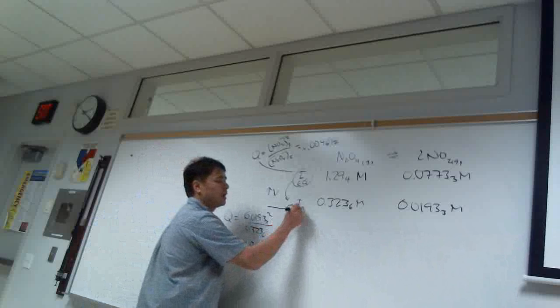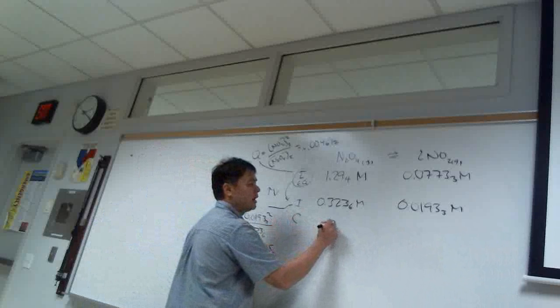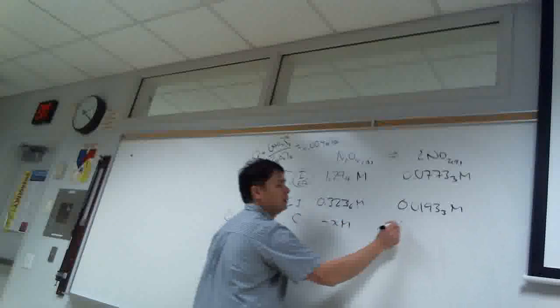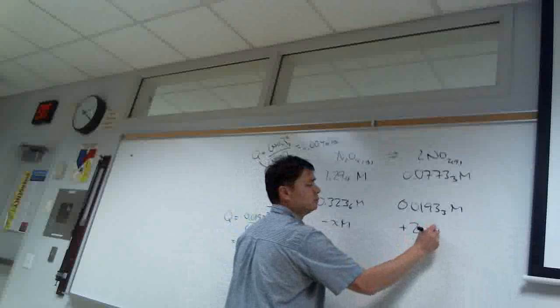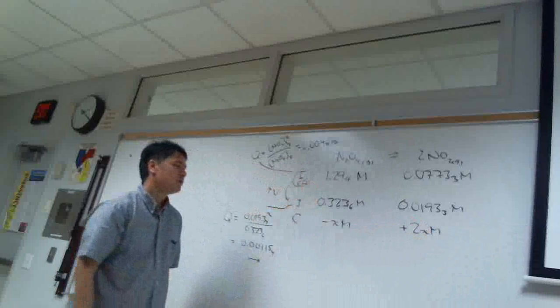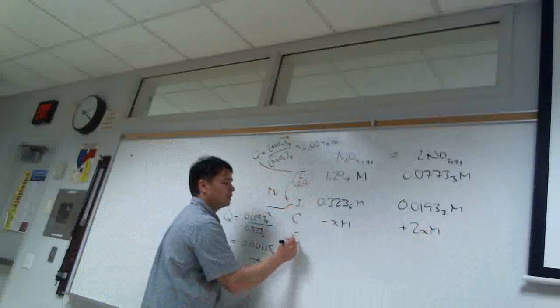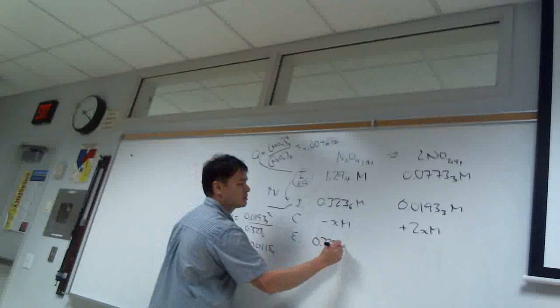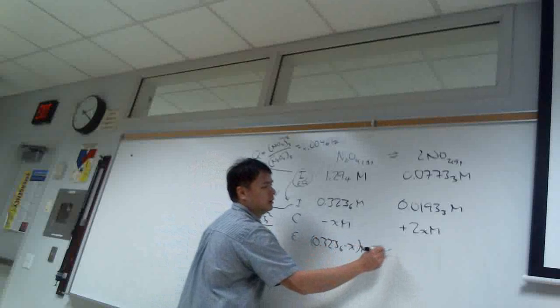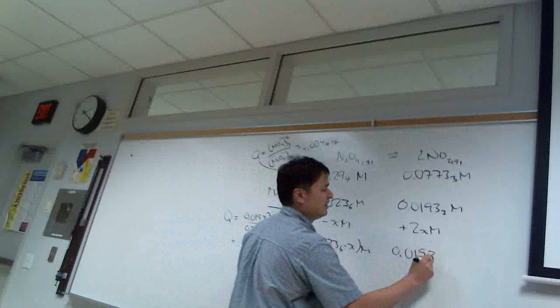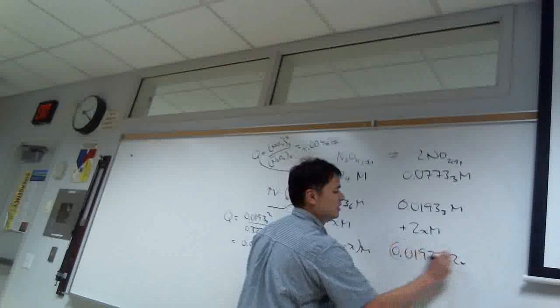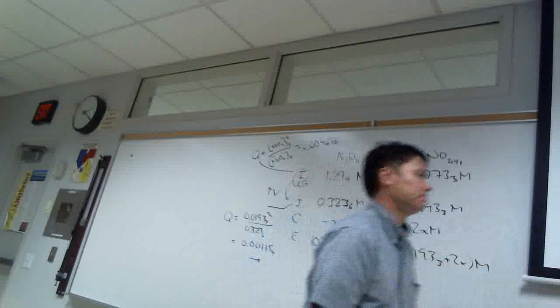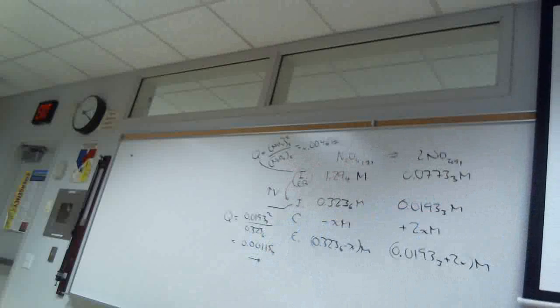When it shifts to the right to reestablish equilibrium, we're going to go minus X molar, plus 2X molar here. And so we have to build up a little bit more product and lose some reactant. So we're going to end up with 0.3236 minus X molar, 0.01933 plus 2X molar here. And now we want to solve for X.